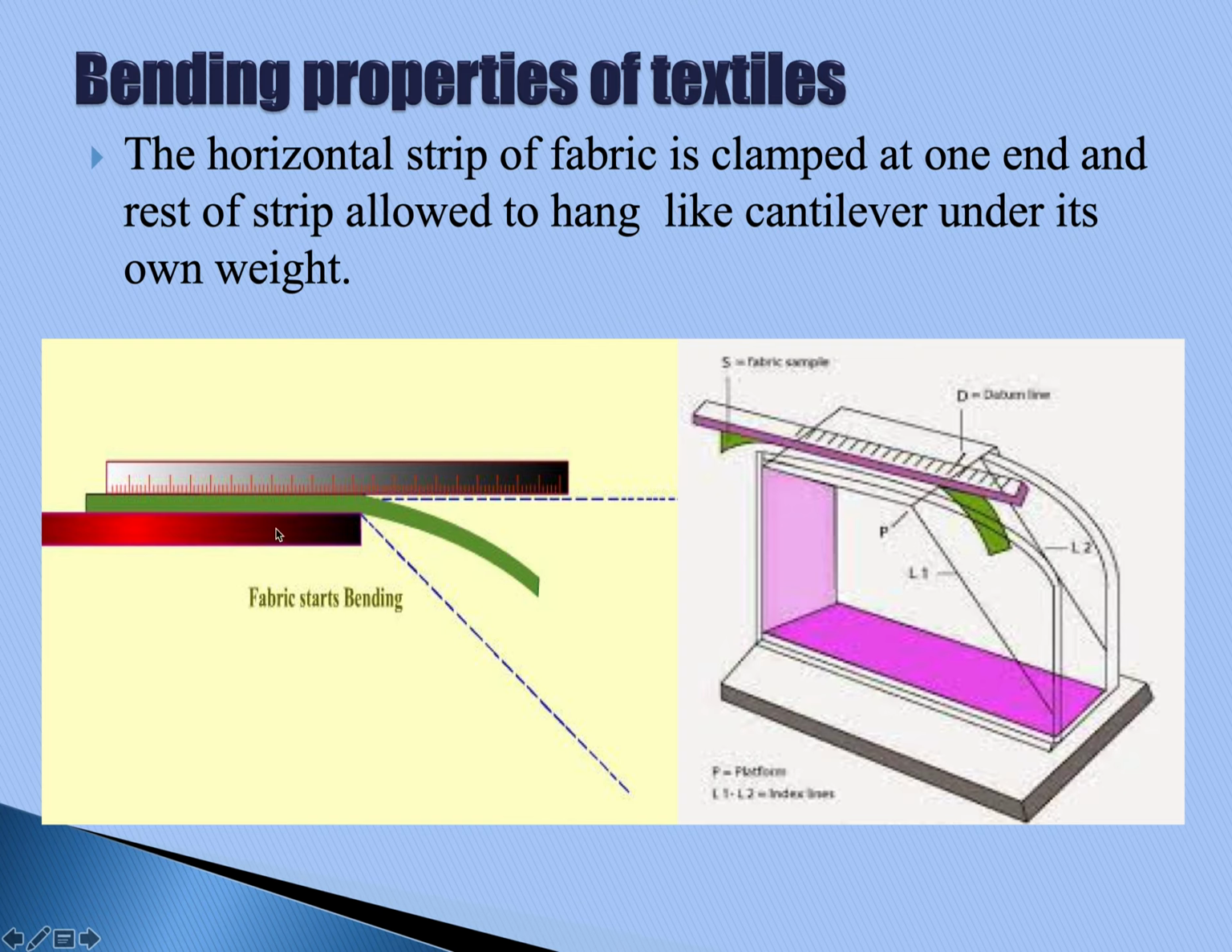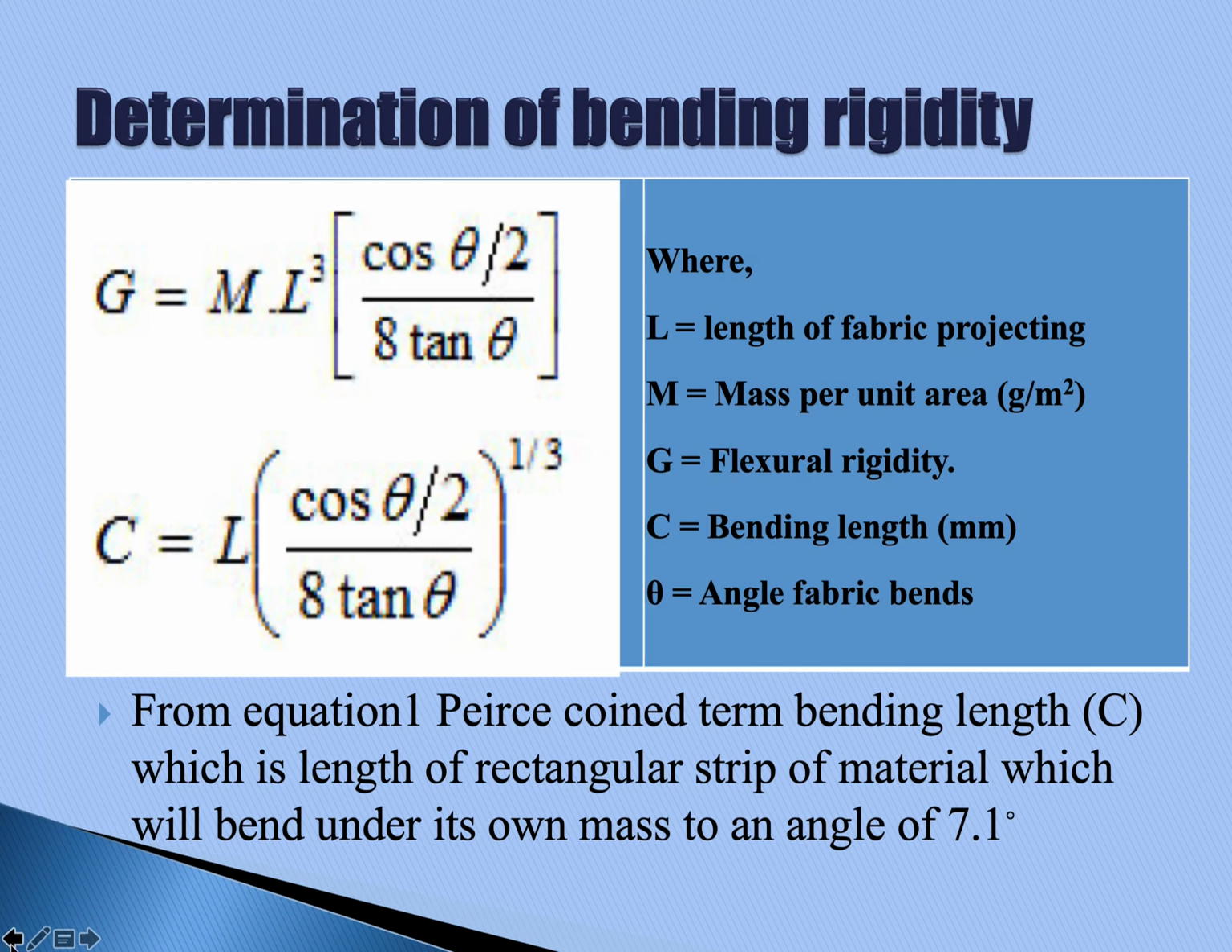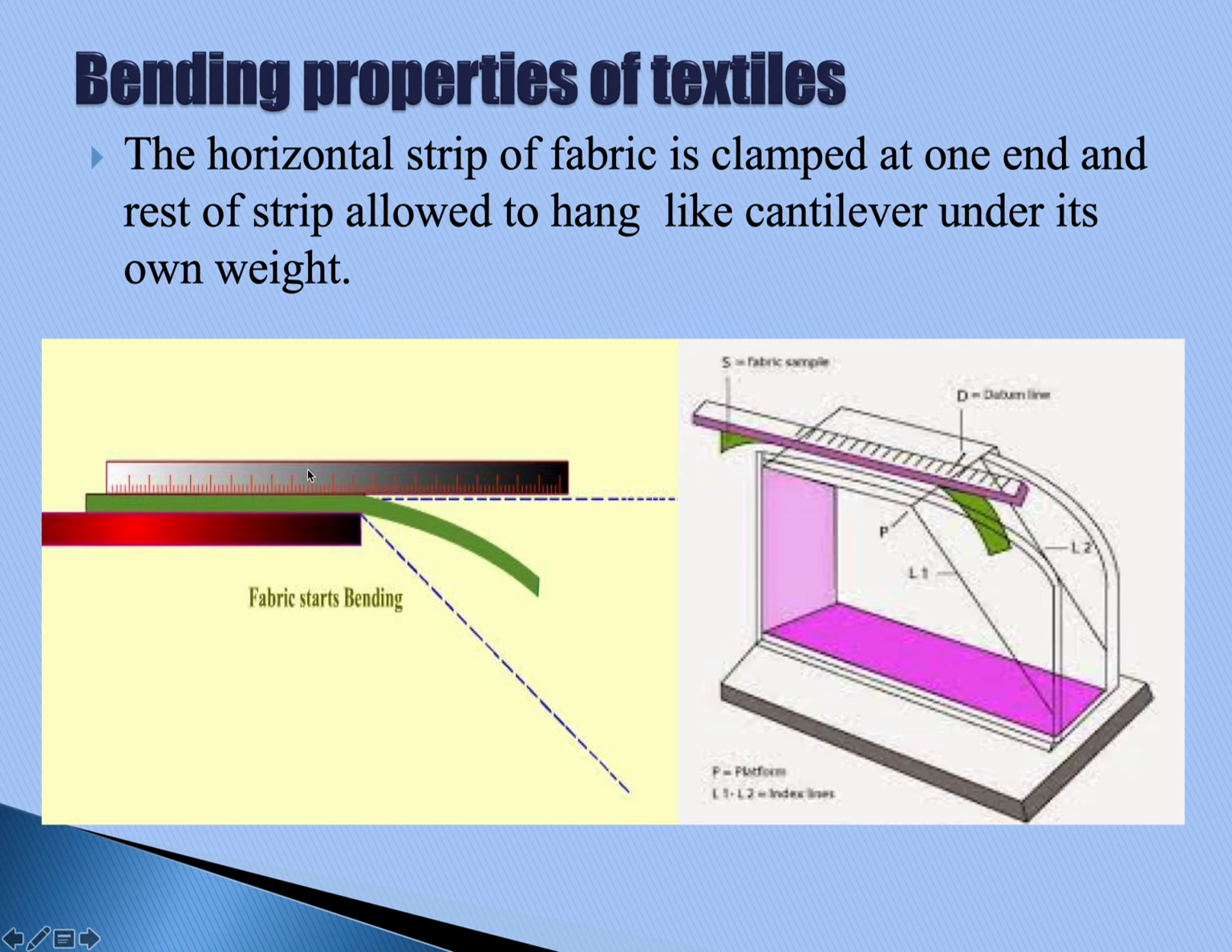So this is the platform on which the fabric will be resting. This green portion is showing the fabric. It has a graduated scale which is usually marked in centimeters. When the sample along with the scale is moved from the unsupported portion, the fabric will start bending, and it bends under its own weight. In the determination of bending length, we are interested to know how the fabric is bending when it is unsupported. Here from this position it is unsupported, so how much does it bend?